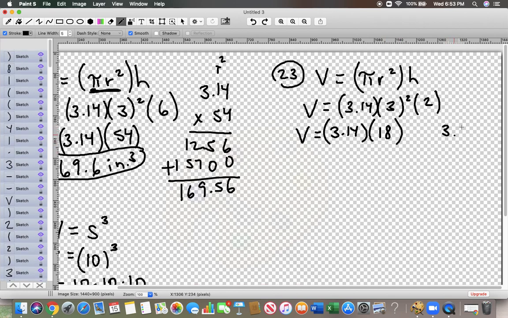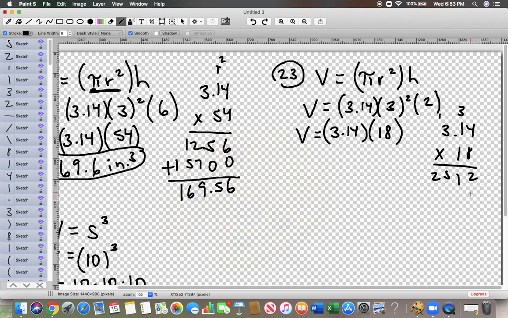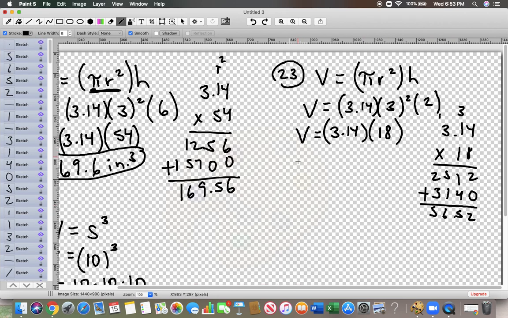Let's do our math over here to the side. 3.14 times 18. 8 times 4 is 32. It's 11. 24, 25. Carrying my 0. 4, 1, 3. 2, 5, 6, 5. So round that to the nearest tenth. That's going to be 56.5, and this is cubic meters.